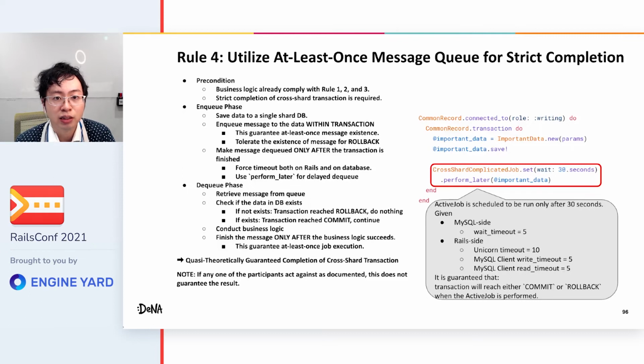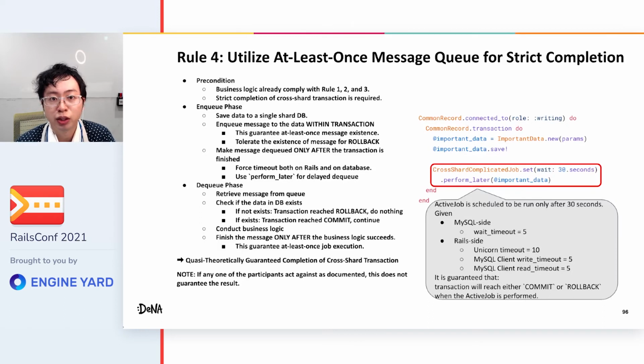In the enqueue phase, we save data to a single shard database. The ACID is guaranteed here. Then we enqueue the message referencing the data within the transaction. This guarantees at least once message existence. Then make the message dequeued only after the transaction is finished. Force timeout both on Rails and on databases, and use perform later for delayed dequeue.